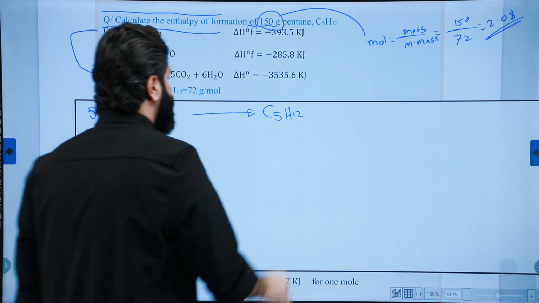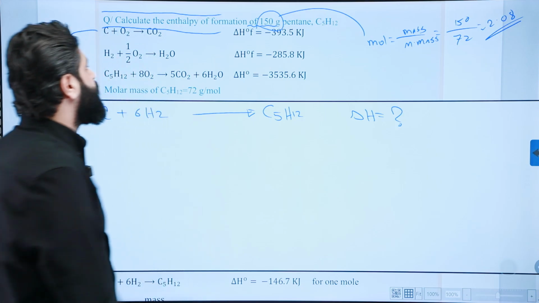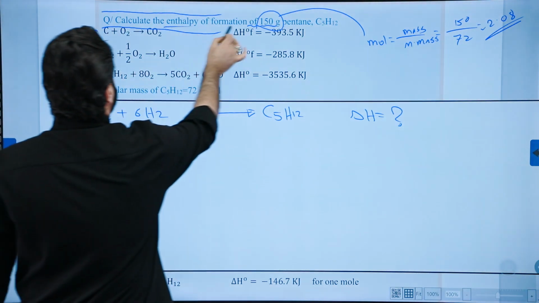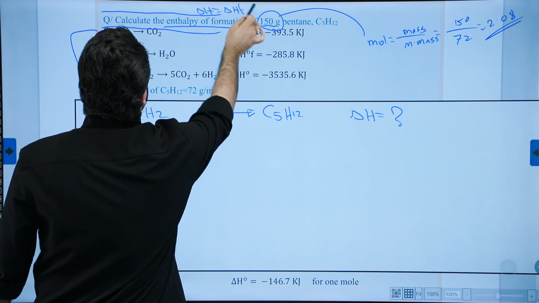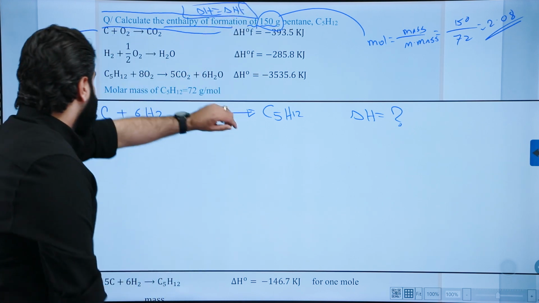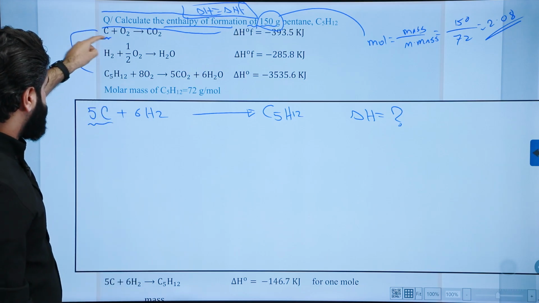Sorry, my dears. Find delta H here. Nice. Then delta H has the same value as the enthalpy of formation. They are equal. Later you will know how. Okay, let's go. Carbon is in the first step.